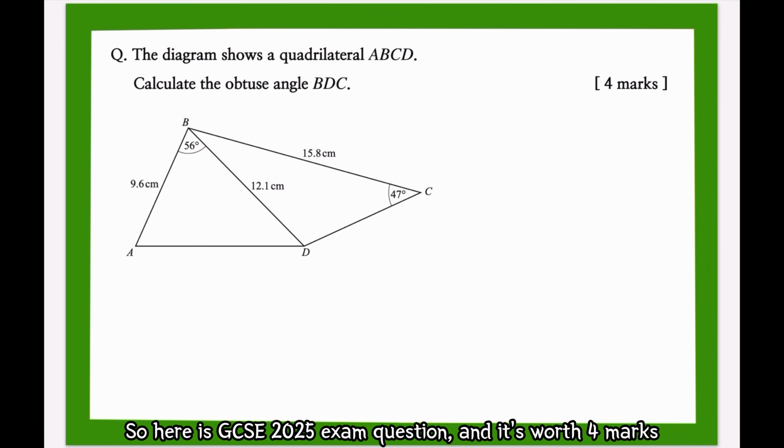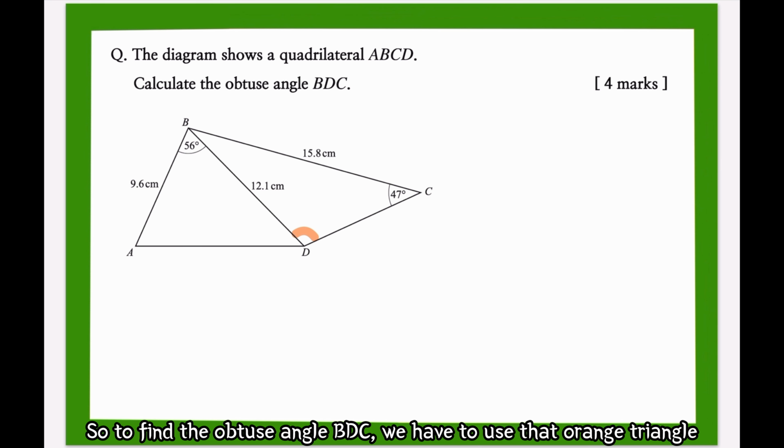So here is a GCSE exam question. It's worth 4 marks. We need to calculate the obtuse angle BDC. So to find the obtuse angle BDC, we have to use that triangle.